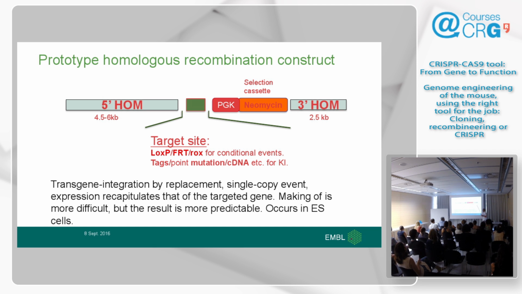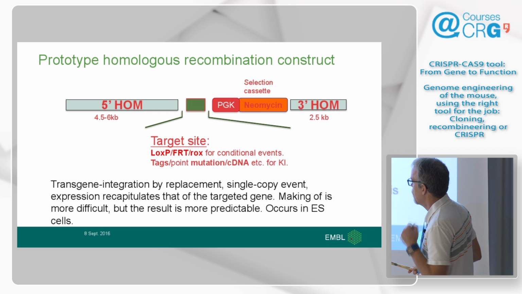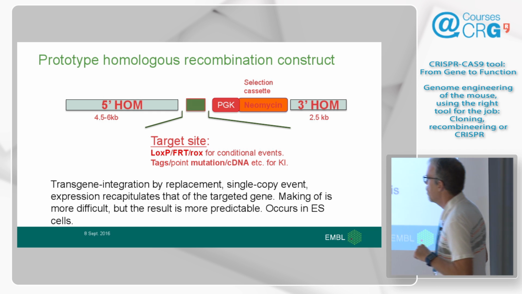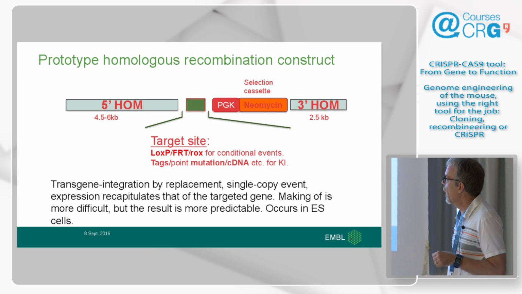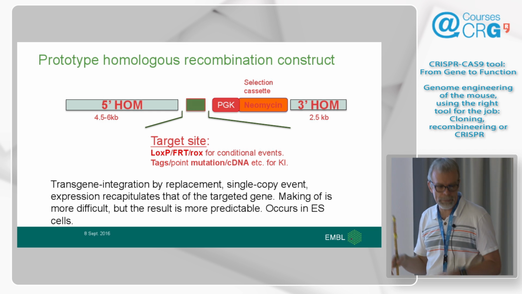We can select against that if it's inserted. And then here's the constructs we've been talking about. You could have a fusion, GFP, whatever you want here. So in this case, again, we're back to single copy events at the locus of interest, okay? So making this is more difficult, but in the end, it's much more predictable what's going to happen.